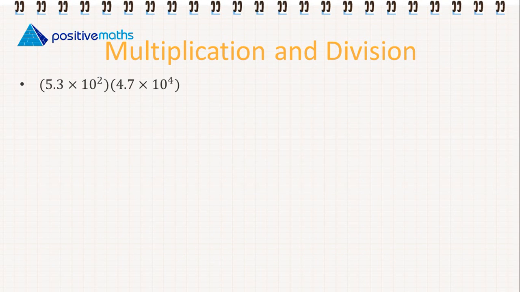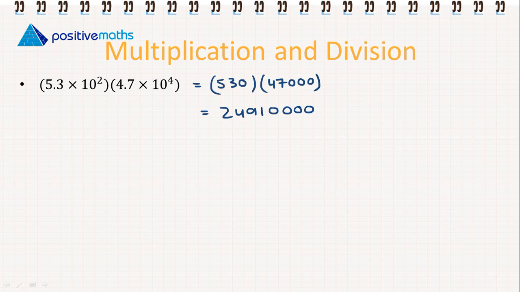So now on to multiplication and division. Our first example, we have 5.3 multiplied by 10 to the power of 2 and 4.7 multiplied by 10 to the power of 4. Okay, so again, we're going to expand these two numbers first of all. So we get 530 multiplied by 47000. And we get 2491 and 4 zeros.